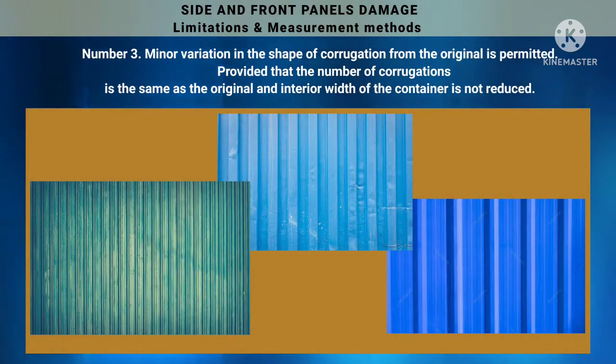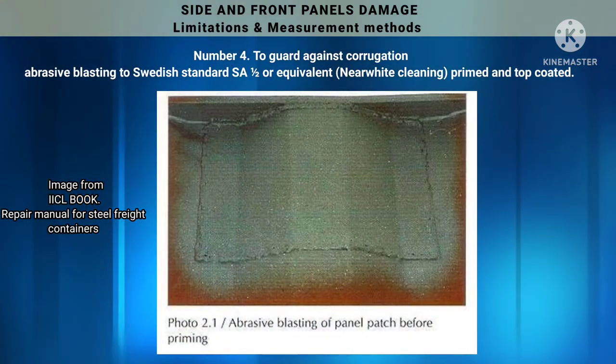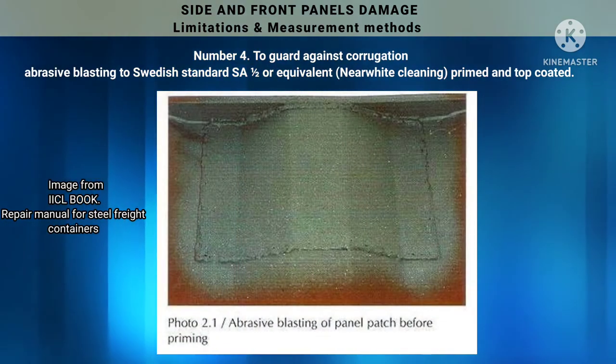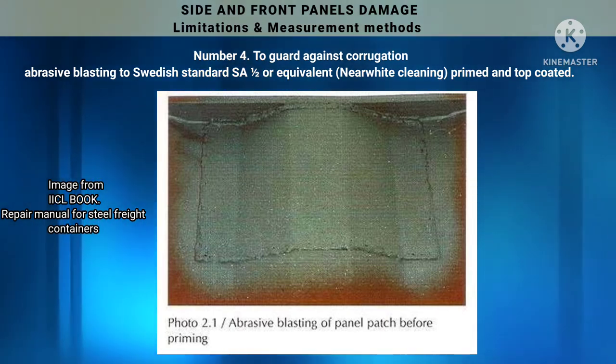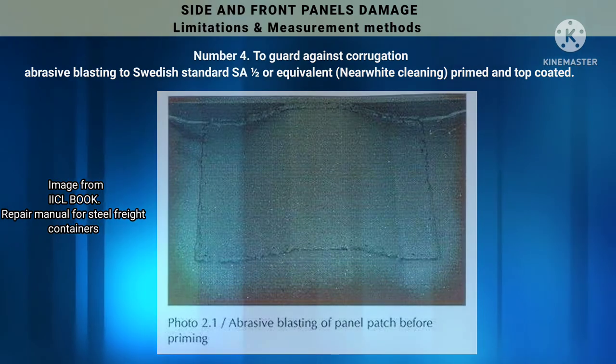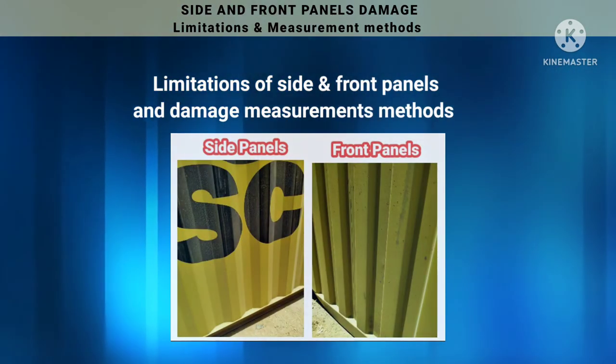Number 3. Minor variation in the shape of corrugation from the original is permitted, provided that the number of corrugations is the same as the original and the interior width of the container is not reduced. Number 4. To guard against corrosion, abrasive blasting to Swedish standard Sa 2 1/2 or equivalent, near white cleaning, primed and top coated. Now I will tell you the limitations of side and front panel damages.